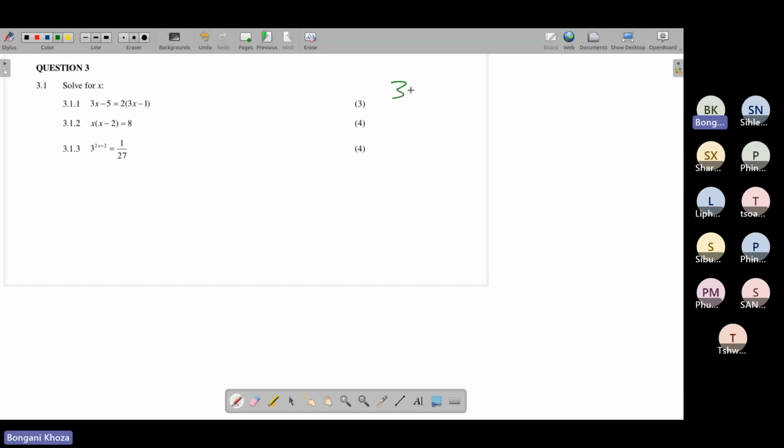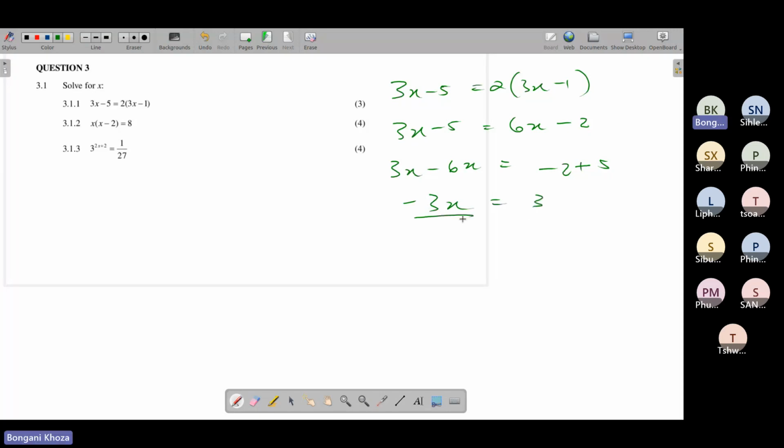So for the first one, we have 3x minus 5 equals 2 into 3x minus 1. We can multiply by the 2 inside, so I have 3x minus 5 equals 6x minus 2. Then I can gather everything with the variable to one side. So I have 3x minus 6x equals minus 2 plus 5. This gives me minus 3x equals 3. I divide by minus 3, and I end up getting my x value is negative 1.